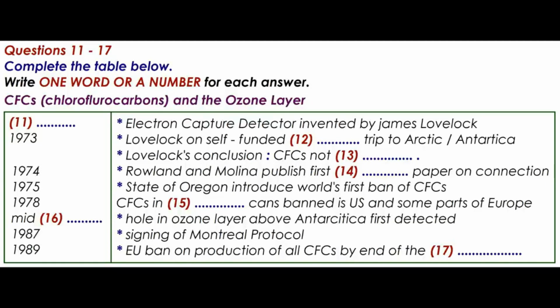In 1973, Lovelock, on a research trip which he'd funded himself, measured the amount of CFCs in the atmosphere in the Arctic and in Antarctica, but unfortunately came to the wrong conclusion that CFCs are not harmful to the environment. Following on from this work, though, in 1974, Sherry Rowland and Mario Molina published the very first scientific paper on the connection between CFCs and ozone depletion. This quickly prompted the world's first ban on the use of CFCs, which was enacted in 1975 by the US state of Oregon. Further bans followed.